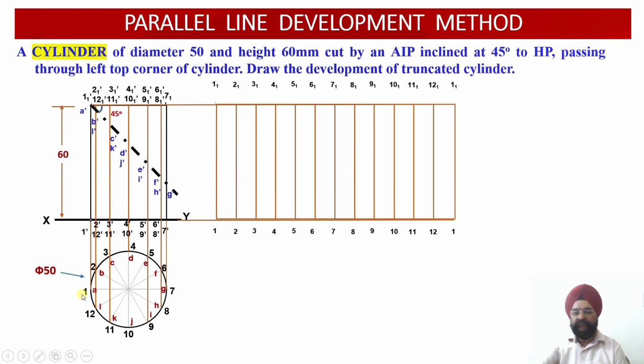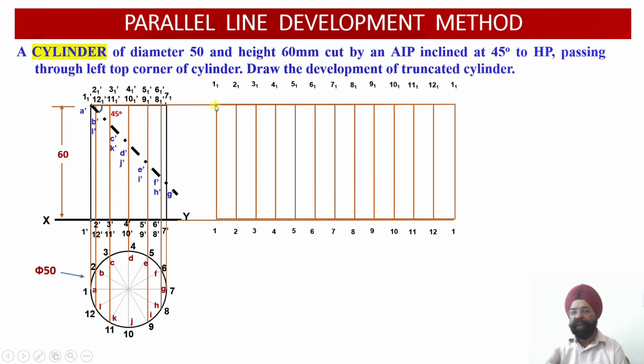Now I know that point A lies on the vertical lengths of 1 and 1, 1. Point B lies on the vertical lengths of 2 and 2, 1. Point C will lie here, D here, E here, F here, G here, H here. Then similarly you move on and get point L. So A, B, C, D, E, F, G, H, I, J, K, L. This way I will get back to point A. So I have to locate all the points which were located in the front view onto my development.